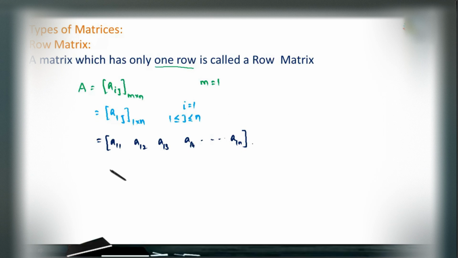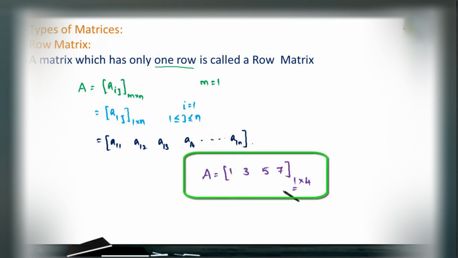Can we write an example of a row matrix? Let us see. When we express A as a matrix having 1, 3, 5, 7. Is that a row matrix? Yes. What is the order of this matrix? Clearly it is having one row and 4 vertical columns. So the order is 1 by 4. So do we have a row matrix? As the number of rows is only 1, this clearly represents a row matrix.